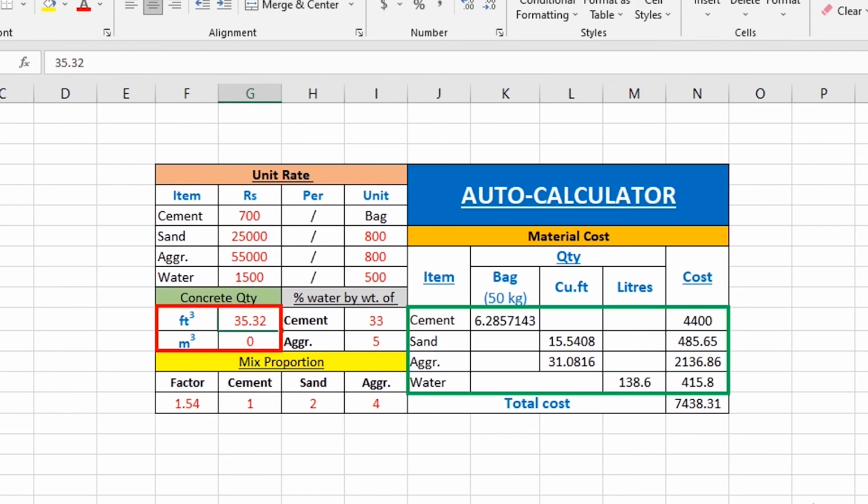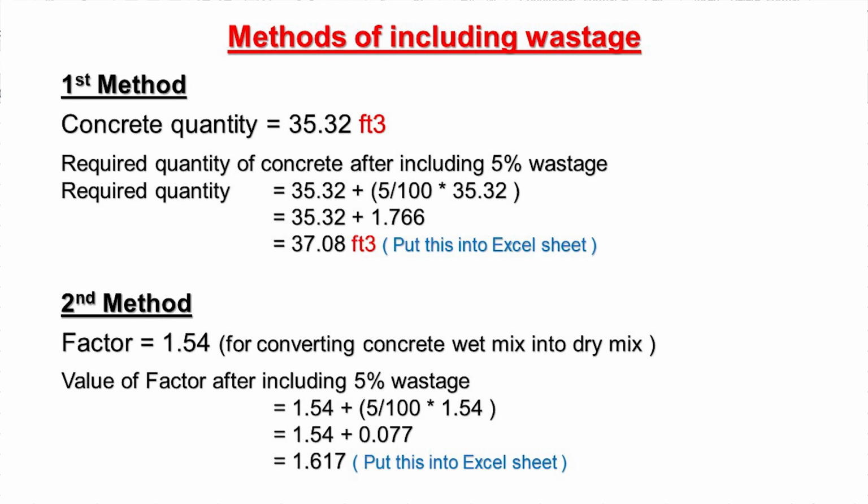35.32 cubic foot is equal to 1 cubic meter. If we delete 35.32 and add 1 in the cubic meter cell, the result will be the same. You can choose any of these. For wastage, you can either add the required concrete after adding wastage, or you can also increase the factor.